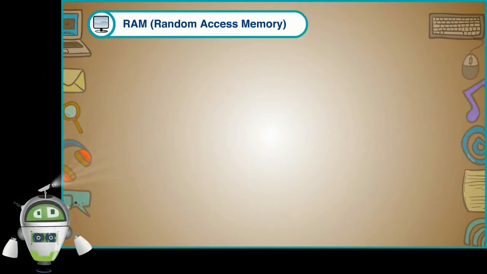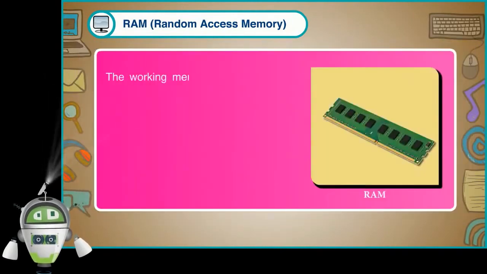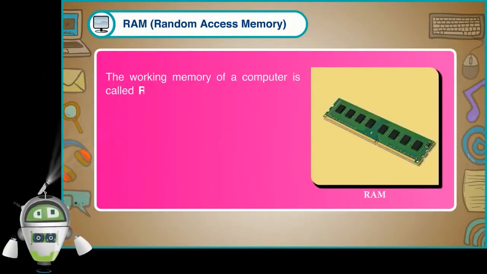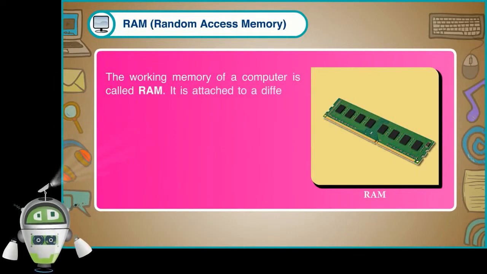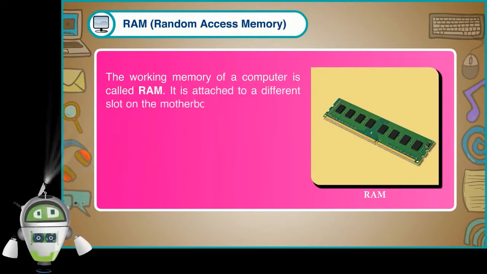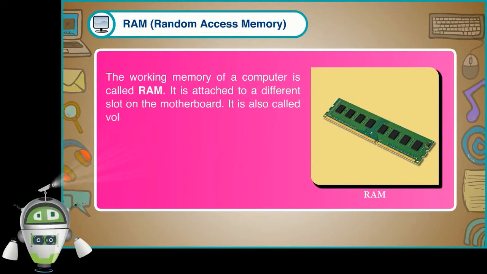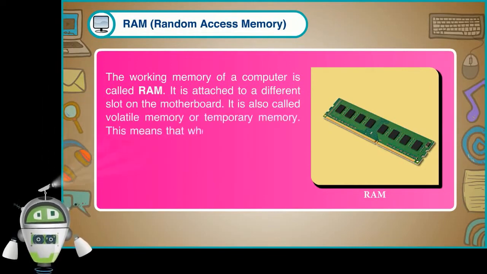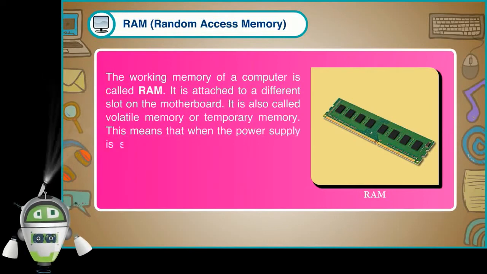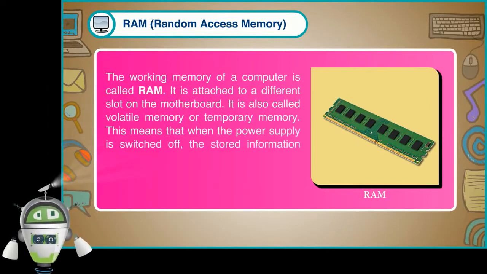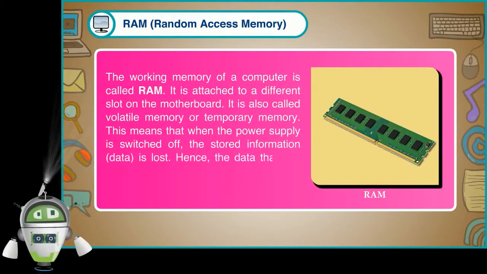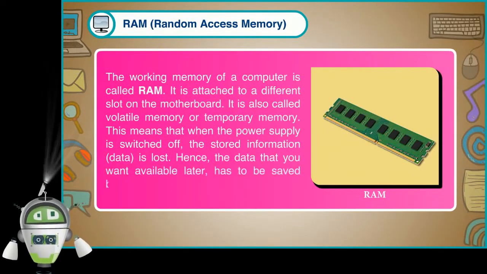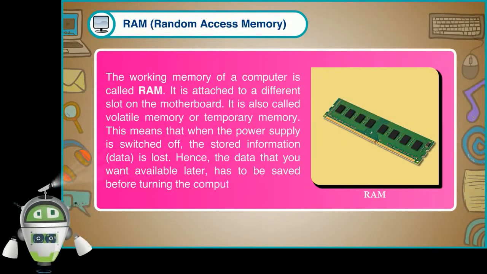RAM, random access memory. The working memory of a computer is called RAM. It is attached to a different slot on the motherboard. It is also called volatile memory or temporary memory. This means that when the power supply is switched off, the stored information, data, is lost. Hence, the data that you want available later has to be saved before turning the computer off.